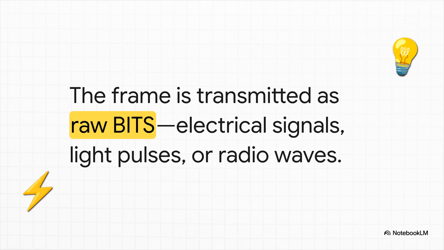And at last, we hit the bottom. Layer 1, the physical layer. Here, that fully wrapped frame gets converted into raw bits, a stream of ones and zeros, and then zapped out as electrical signals on a wire, pulses of light in a fiber optic cable, or radio waves through the air. It's officially on its way.